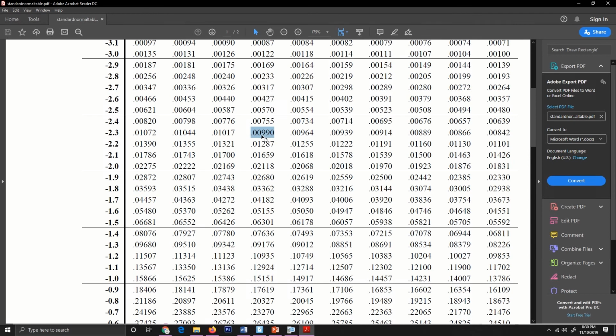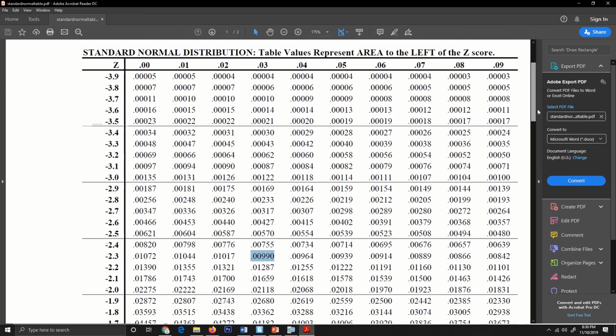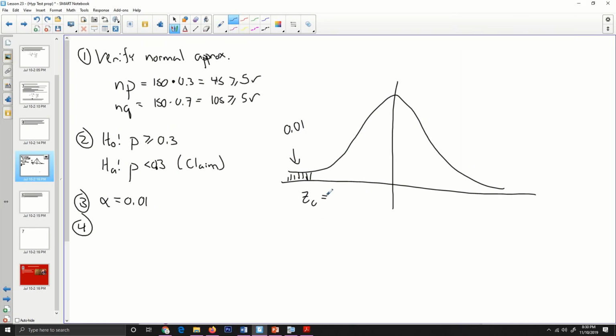0.099. Now, if I round that up, I get to 0.1. This one is actually a little bit further away from 0.01. It's close, but this number here is bigger, is further away than that one. So we're going to stick with that. And so our test statistic in this particular instance would be negative 2.33, and that would be our critical z-score. So it would be negative 2.33.